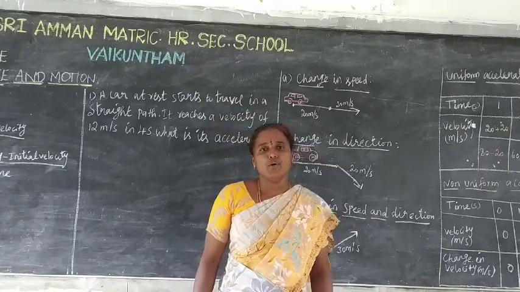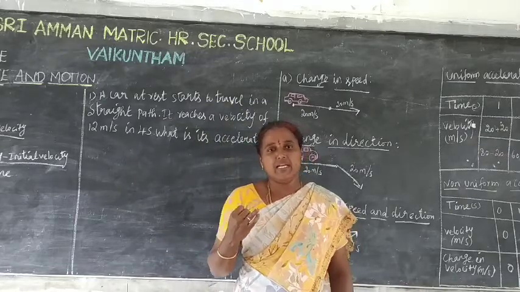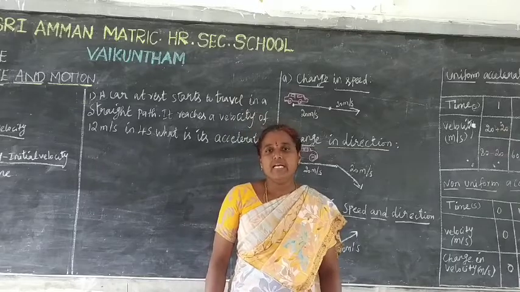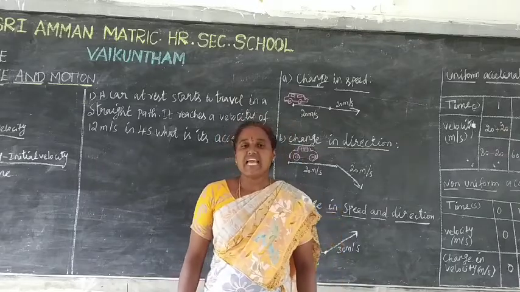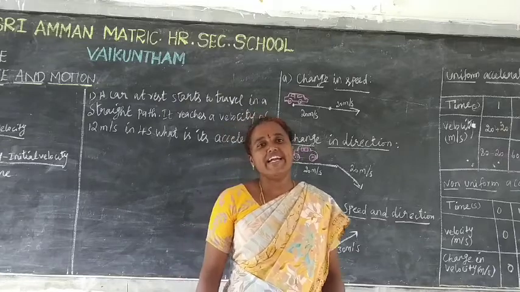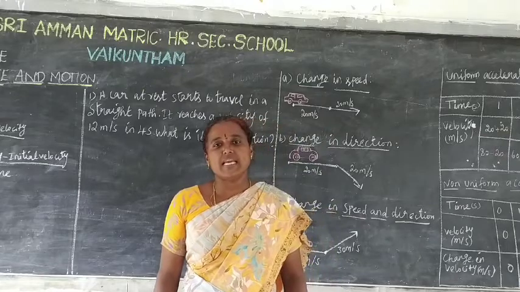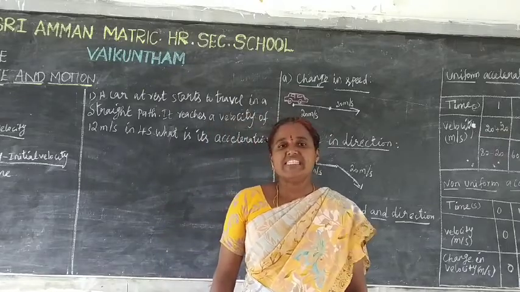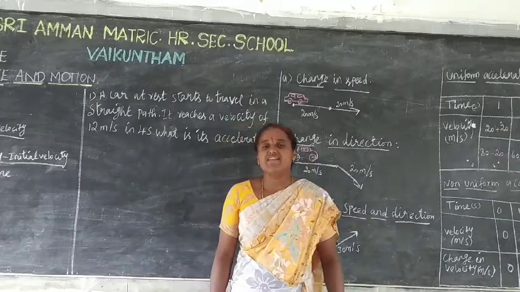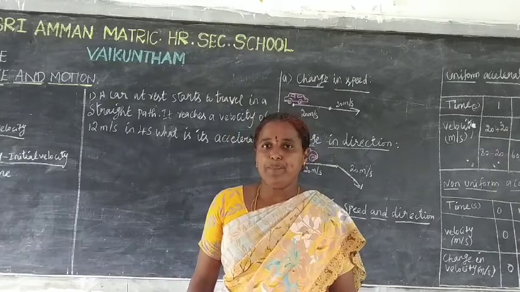In the last video, you learned about distance and displacement, speed and velocity. What is speed? The rate of change of distance is called speed. Speed is equal to distance divided by time. Next, what is velocity? The rate of change in displacement is called velocity. Velocity is equal to displacement divided by time.